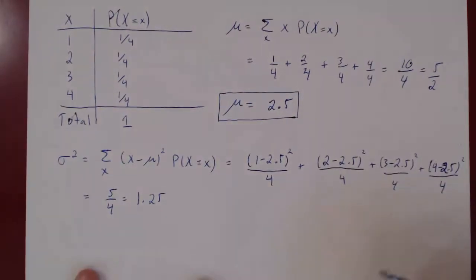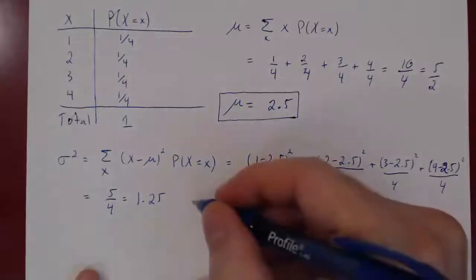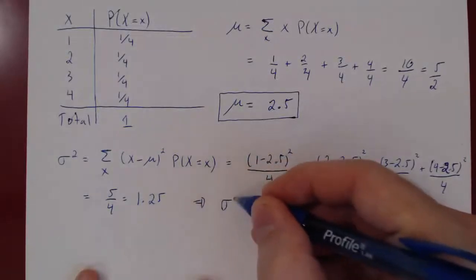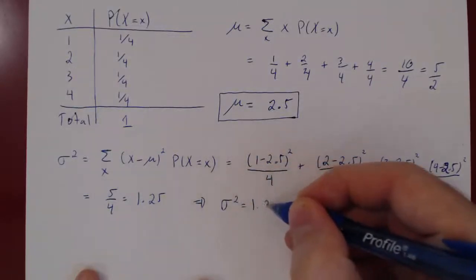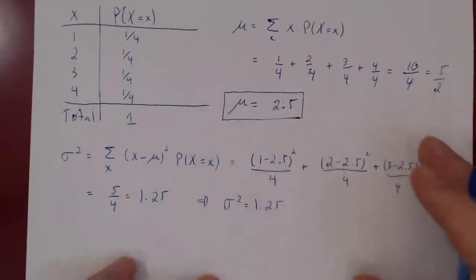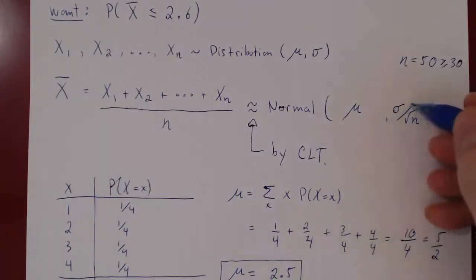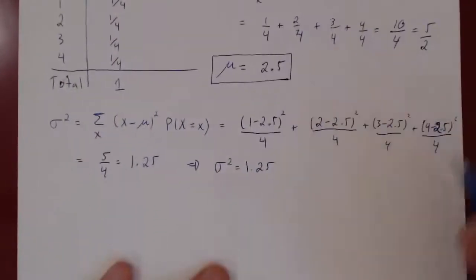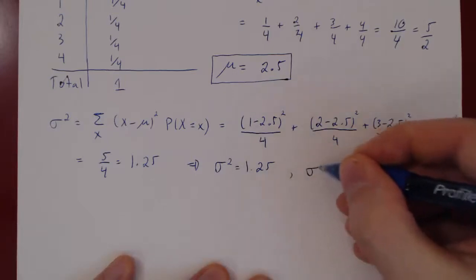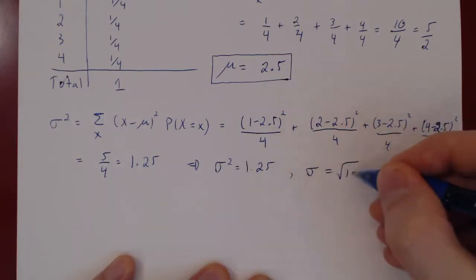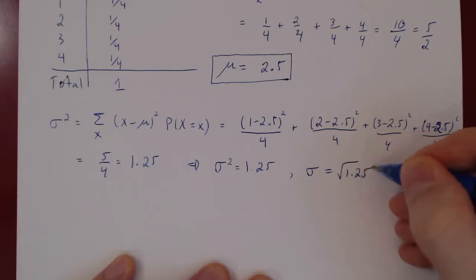So the variance of the random variable that is the upper figure of a single roll is 1.25. Well, we wanted not the variance per se, but the standard deviation. So the deviation is the root of that. So deviation sigma is the square root of 1.25.